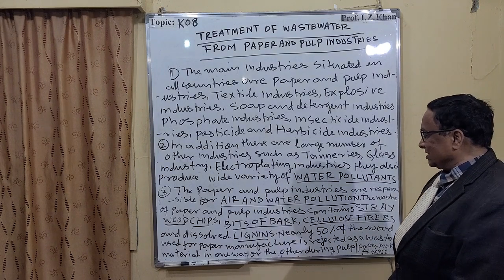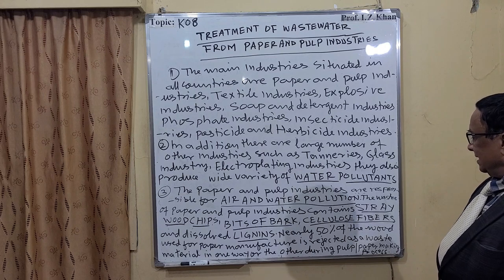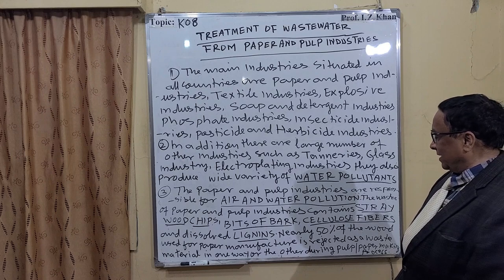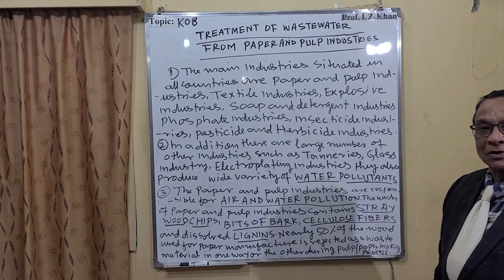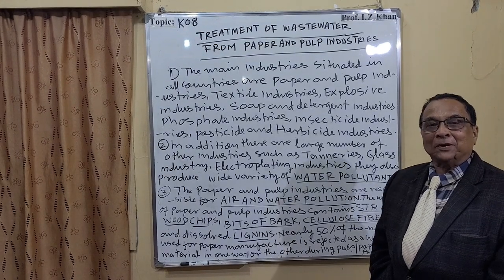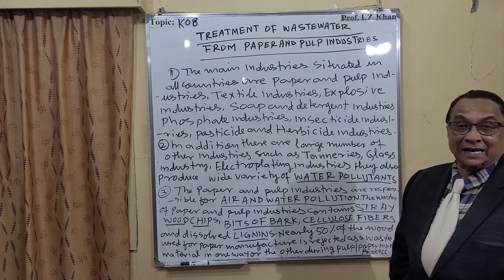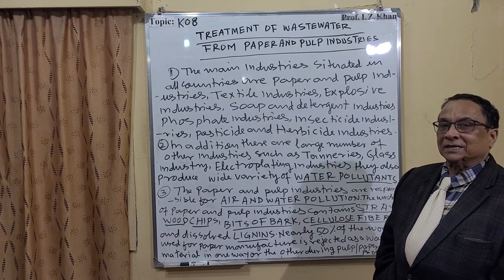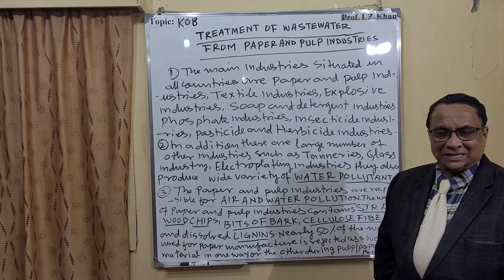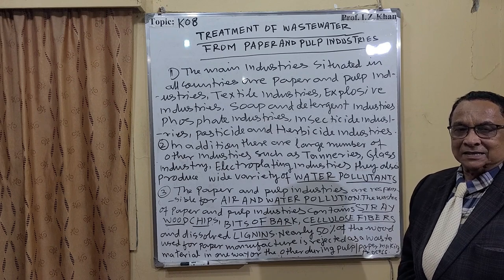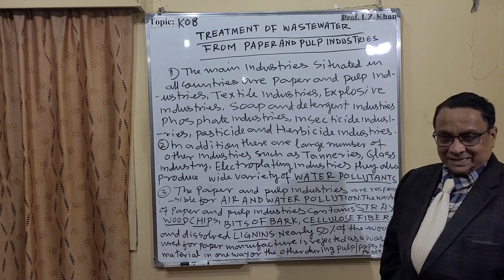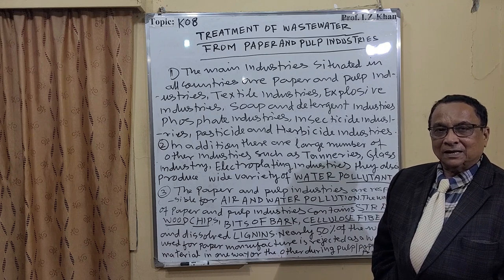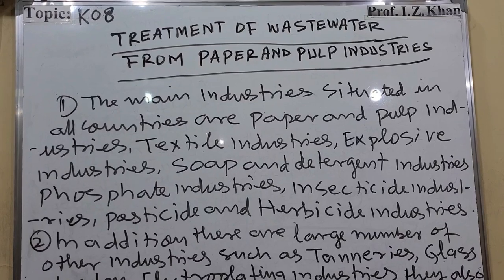In addition, with dissolved lignins, nearly 50% of the wood used for paper manufacture is rejected. So whatever wood we are using in pulp and paper industries, only 50% is consumed, and the rest of the wood material, including bark, some other contamination, some lignins and some tannins, is all rejected. Only 50% is used for making paper in paper and pulp industries.